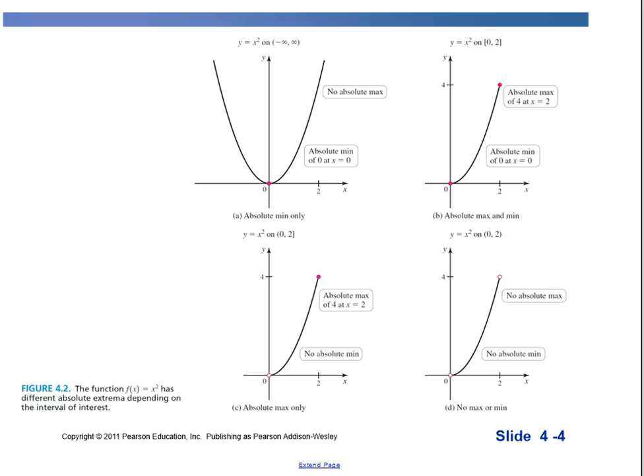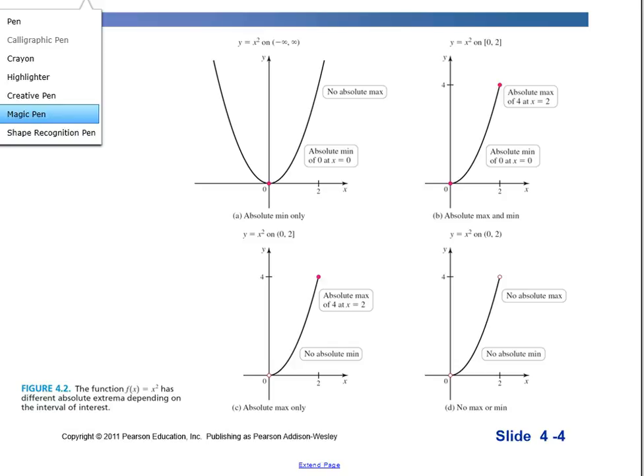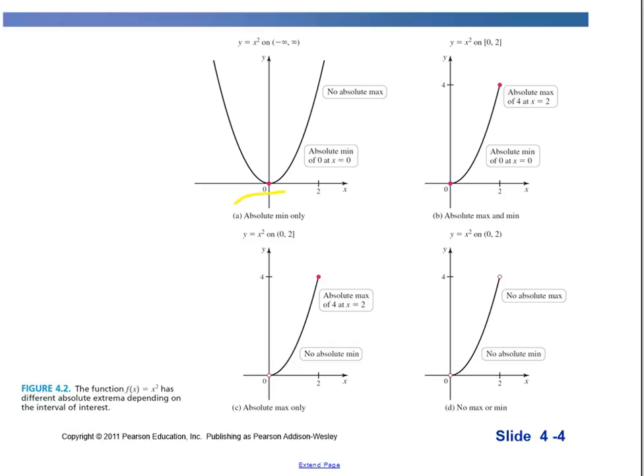Let's look at this first parabola. It has an absolute minimum of 0, but no maximum. Here's our minimum at 0. But it has no absolute maximum because the function takes off to infinity as x gets bigger and bigger.